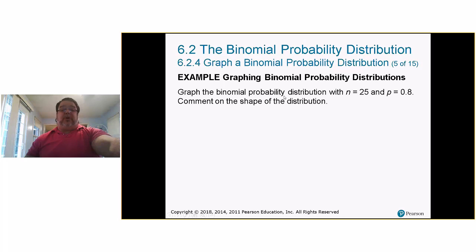Graph the binomial probability distribution with n equal to 25 and p equal to 0.8. All I care about is you being able to find the mean and the standard deviation. So the mean would be 25 times 0.8, which would be what? I'm thinking 8 times 5 would be 20, won't it? Somebody multiply 25 by 0.8. What do you get?